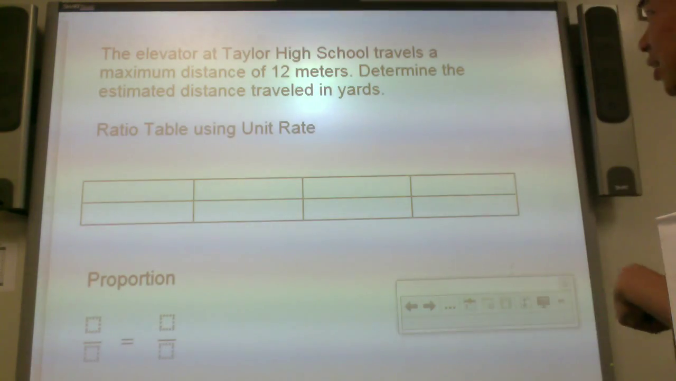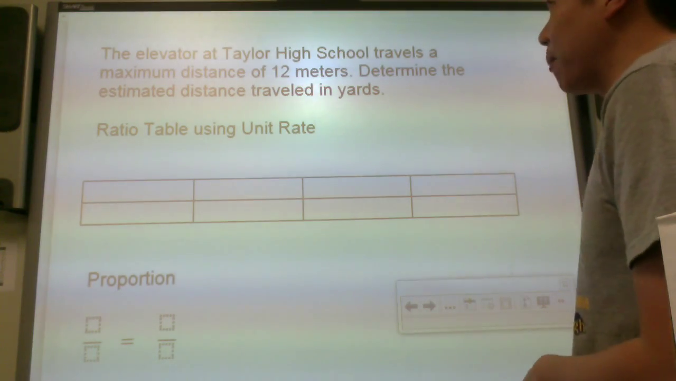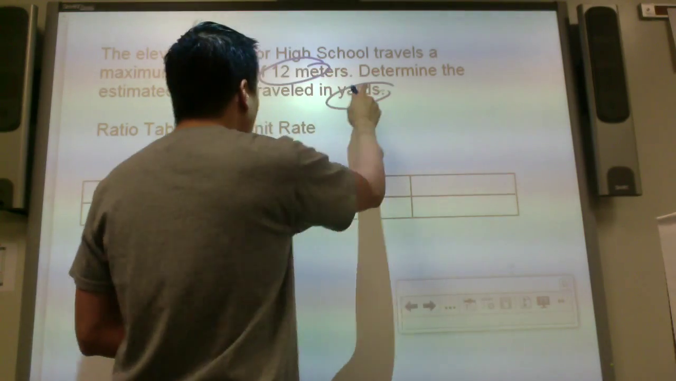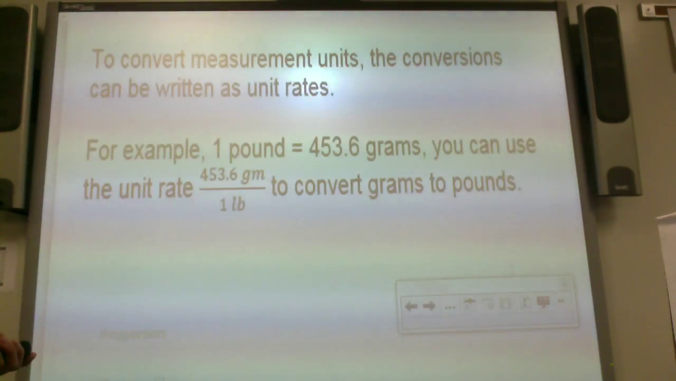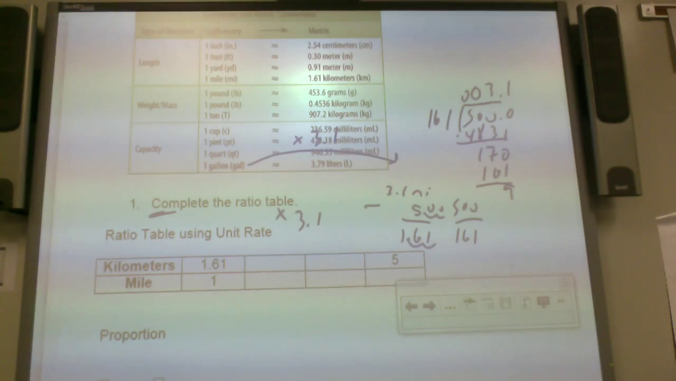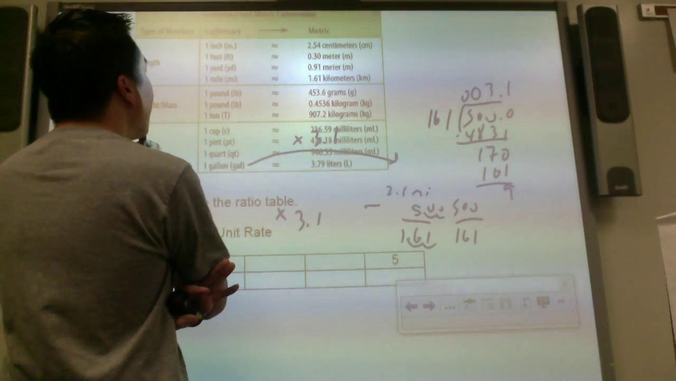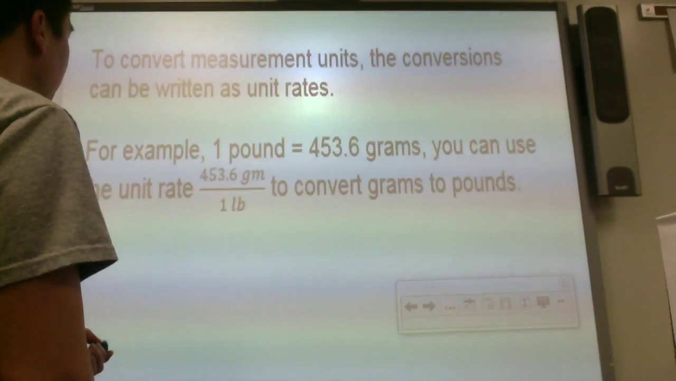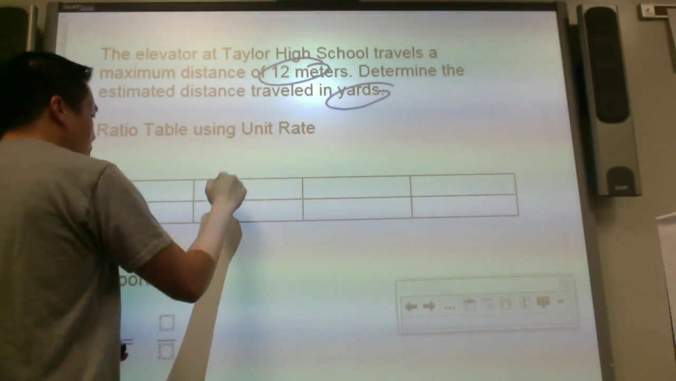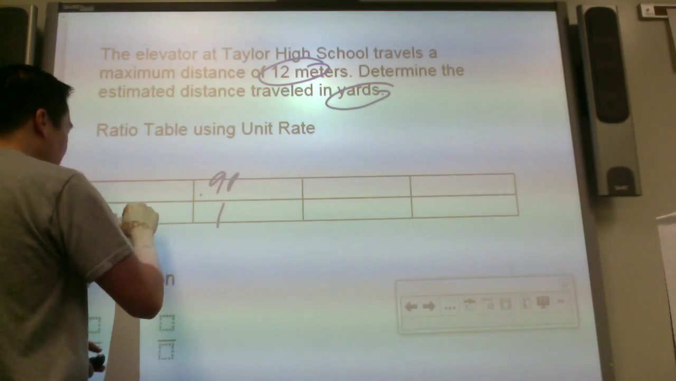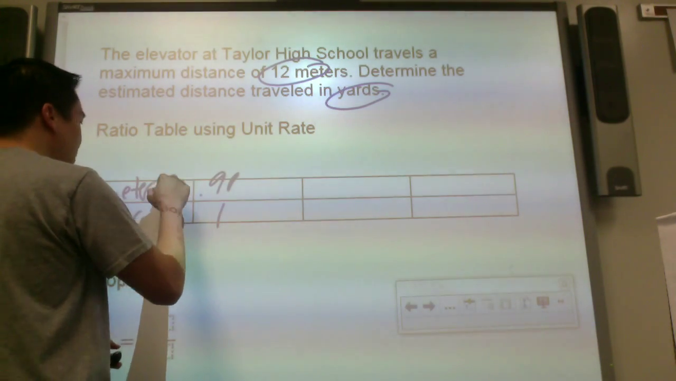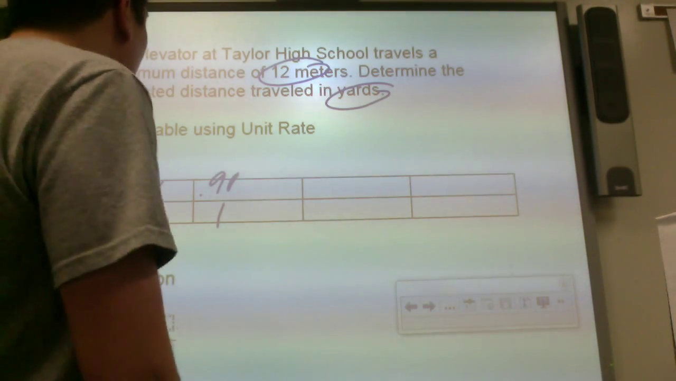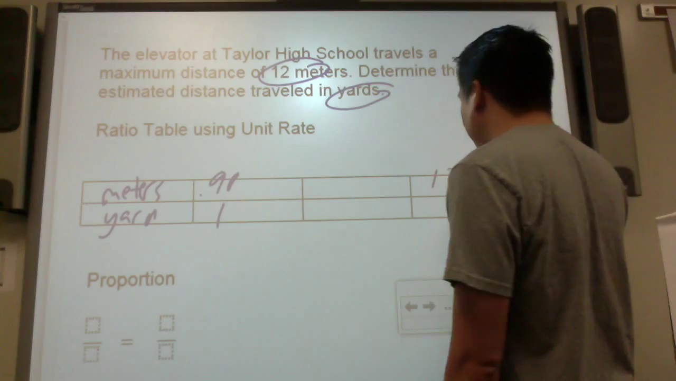Next one, the elevator at Taylor High School, it does have an elevator, travels a maximum distance of 12 meters. Determine the estimated distance it traveled in yards. Meters and yards. Where is it? I see yards here. For every 1 yard, there's 91 hundredths meters. So a meter is just barely smaller than a yardstick. So 12 meters goes here.